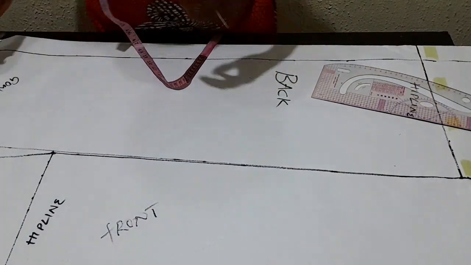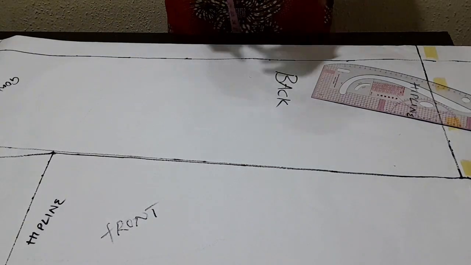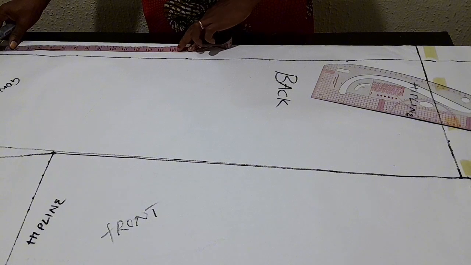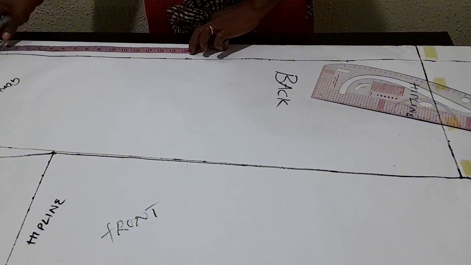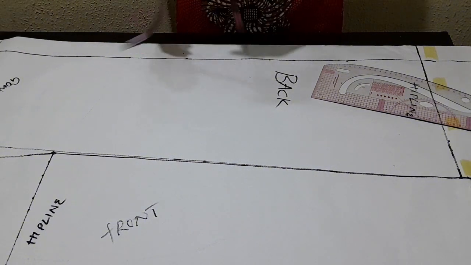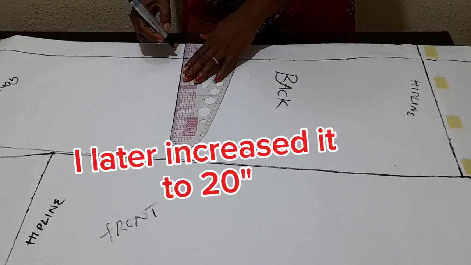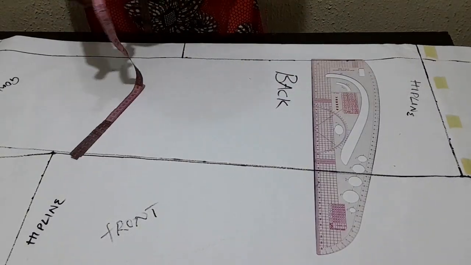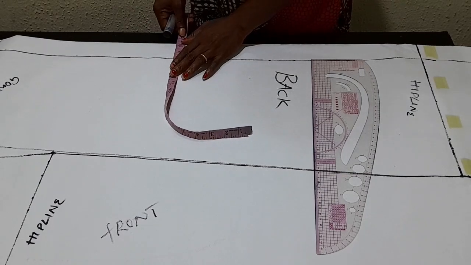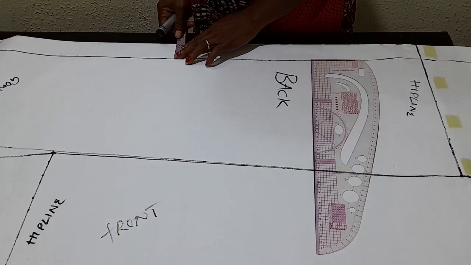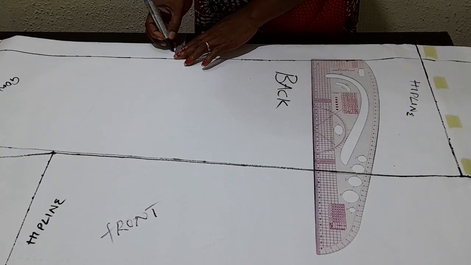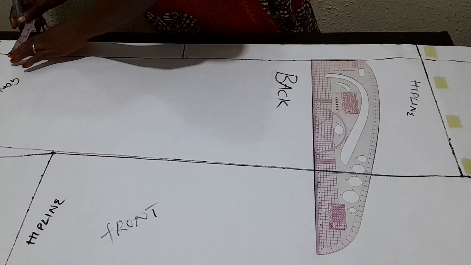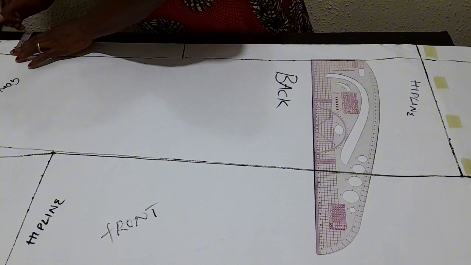Now, because I want it to have overlapping at the back, from this place we're going to be coming up by 16 inches. Let's do 16 inches, and we are going to mark it. Okay, so this is it. Then we are going to go in by 1 inch. Let's go in by 1 inch, right?